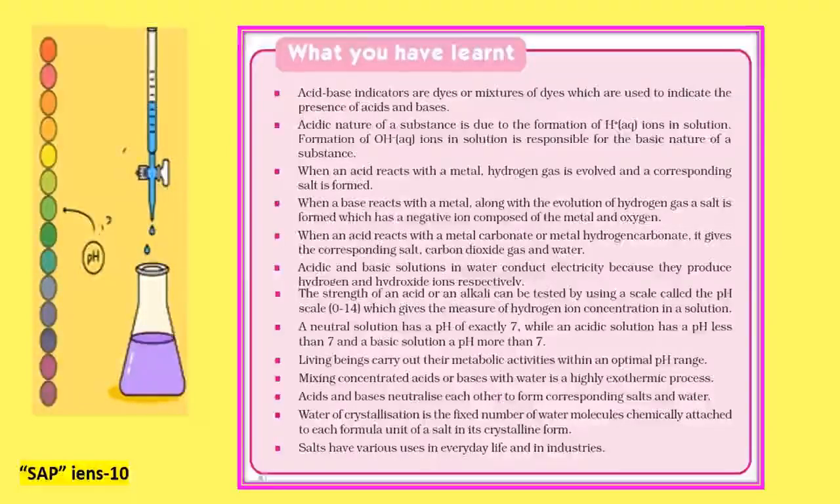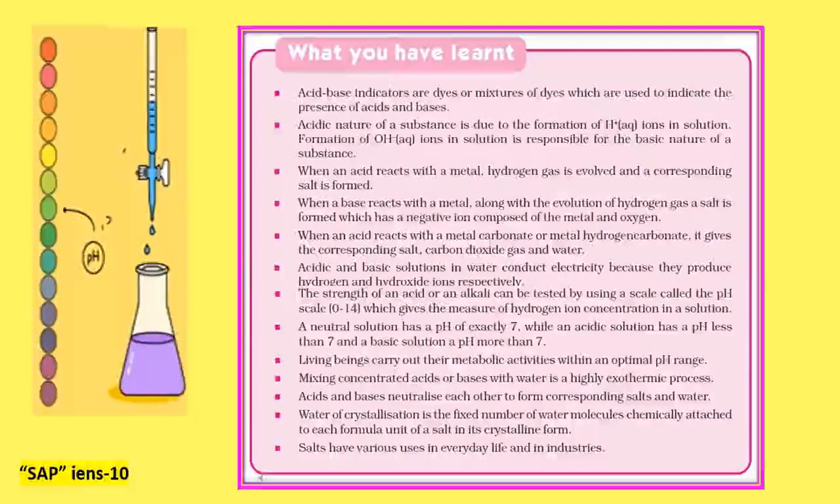Here is a summary of the lesson from your textbook. What you have learned: acid-base indicators are dyes or mixtures of dyes which are used to indicate the presence of an acid or a base. Acidic nature of a substance is due to the formation of H plus aqueous ions in solution. Formation of OH minus aqueous ions in solution is responsible for the basic nature of the substance.